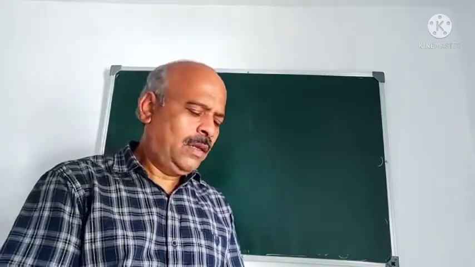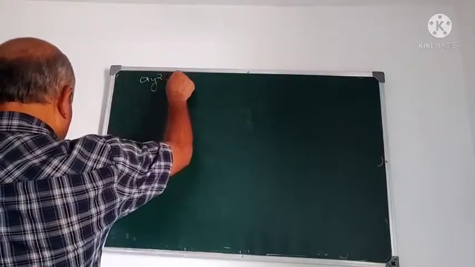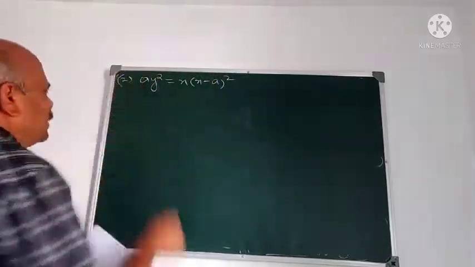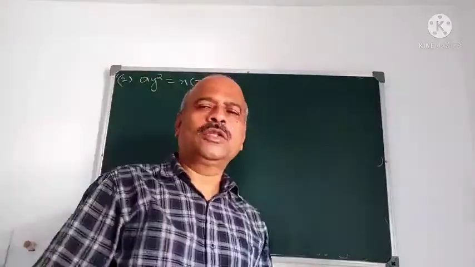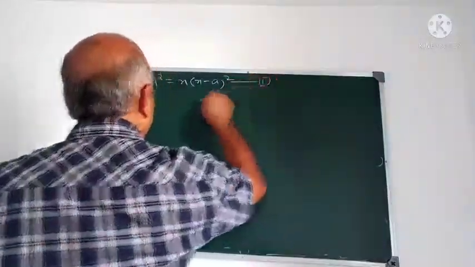Second problem: trace the curve. a y square is x into x minus a whole square. The question will be to trace the curve. a y square is x into x minus a whole square. I take this as 1.